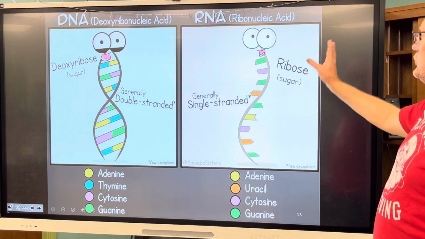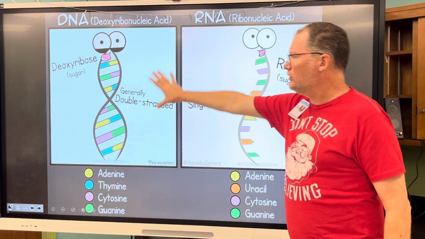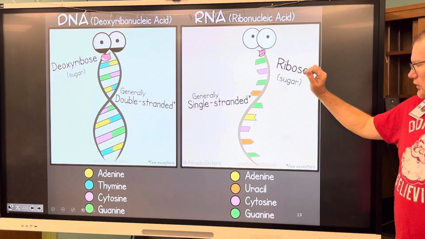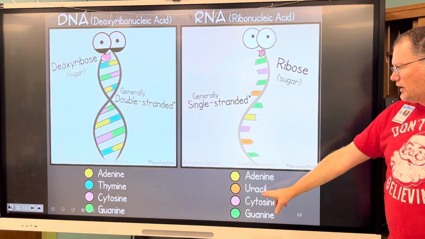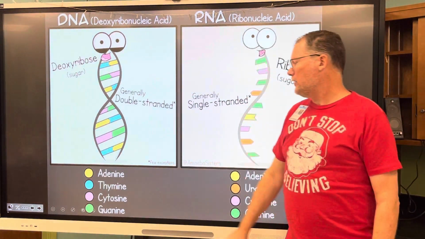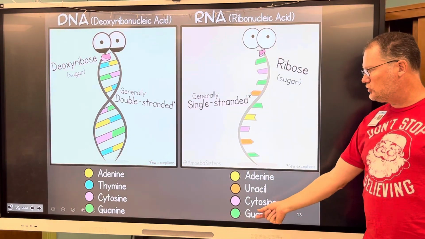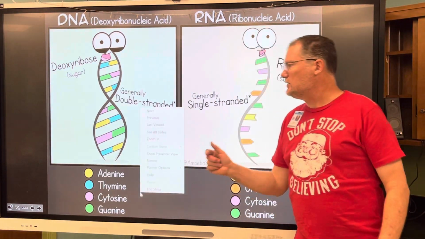So again, this is just showing the difference between DNA and RNA. The fact that RNA has uracil and not thymine. So it's AU and CG, and AT and CG, okay?